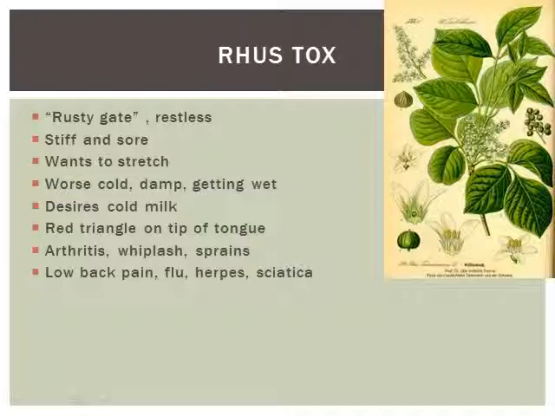May be worse from cold and damp and getting wet. You can really see how arthritis is covered with this, because people who have arthritic pains are often worse when it's cold and damp out. There may be a desire for cold milk. There may be a red triangle on the tip of the tongue. It's useful for a lot of different kinds of injuries, including whiplash, sprains. It can also be useful in flu, sciatica. It's a great remedy in sciatica, lower back pain, and, as I had mentioned, arthritis.